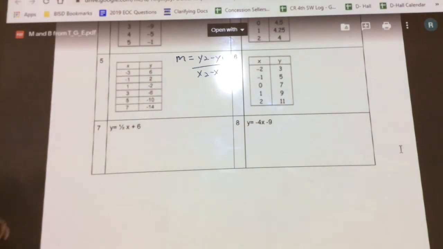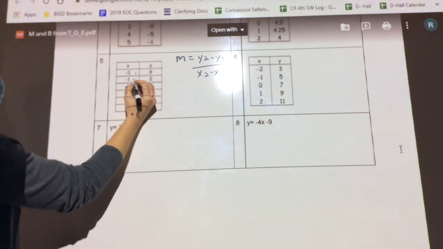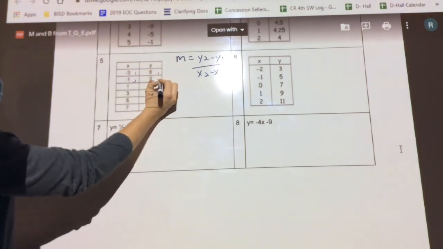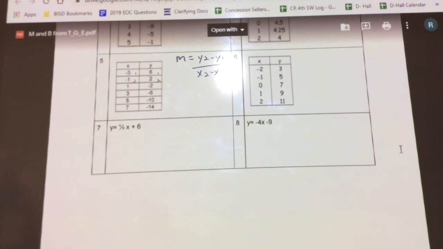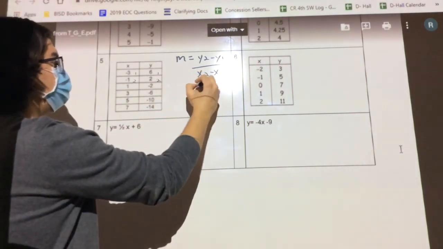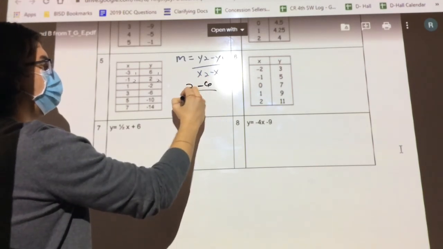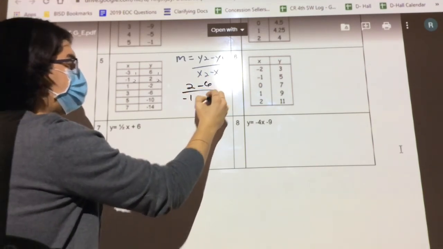Okay, y'all, look. You have a whole table here. X1, X2, Y1, Y2. We're all understanding how I'm getting those from. Could you pick other points? Yes, but why would we make our lives more complicated? Why not take the ones that are given to us? Okay, so if I set these up, it's going to be 2 minus 6 over -1 minus a -3.